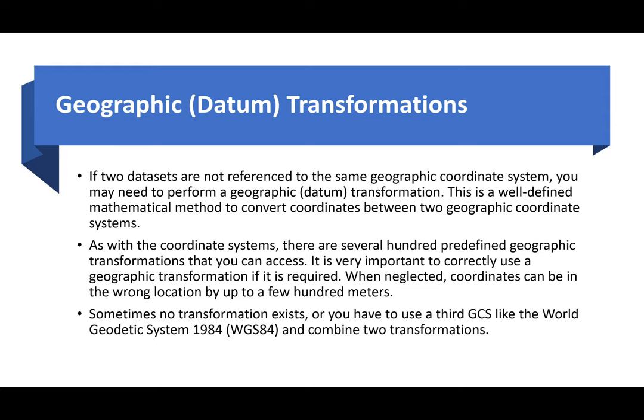If you're doing analysis, particularly spatial analysis, how close or far are things to each other, the wrong location can throw your analysis off by a pretty significant distance. Sometimes no transformation exists and you have to use a third GCS, like the World Geodetic System of 84, like we talked about, as a combination of a geographic framework. Again, it's important for me to mention transformations to you, that you can move from one geographic reference system to another. It's possible. I don't think you're going to be doing a lot of it, though, in a basic sense.